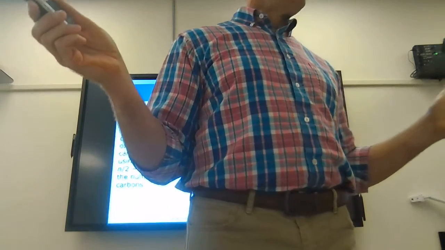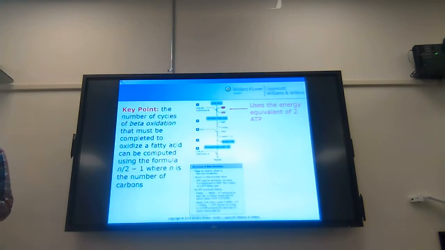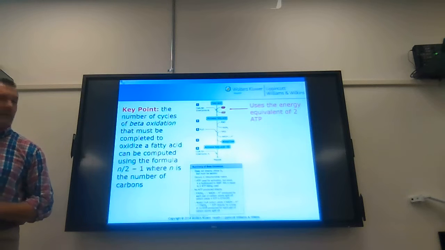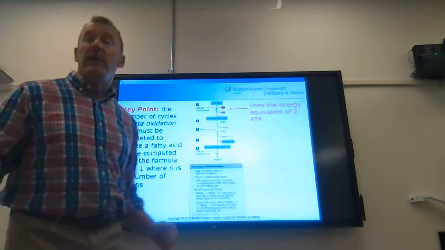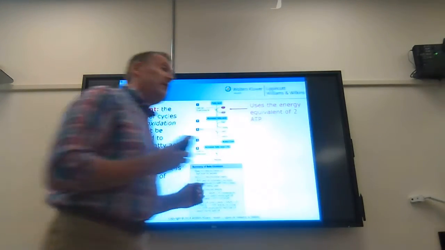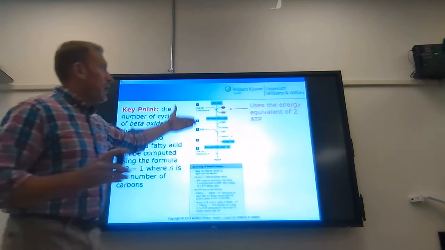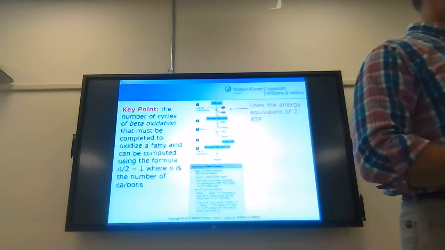So it has 16 carbons. So we use this formula right here to determine how many times we go through this cyclical series of steps. So N is the number of carbon atoms. So hang with me now. Palmitic acid has how many carbons? 16. Okay, so 16 divided by 2 is what? 8 minus 1 is 7. So for palmitic acid, we have to go through this process of beta oxidation 7 times.